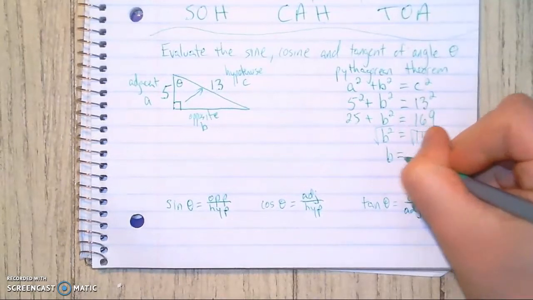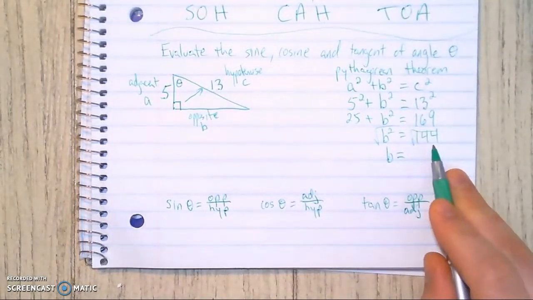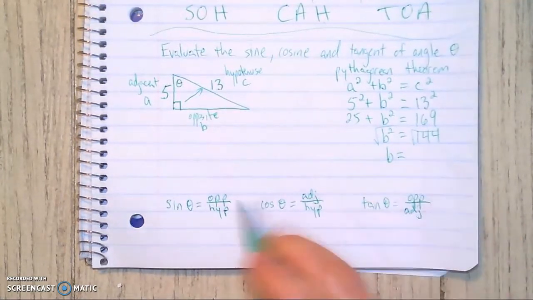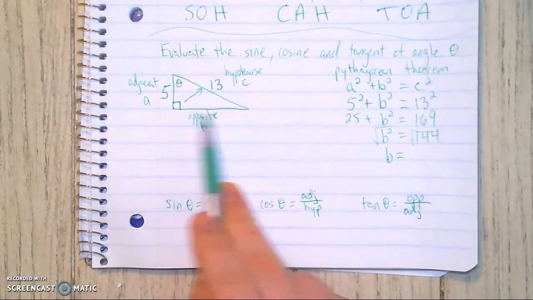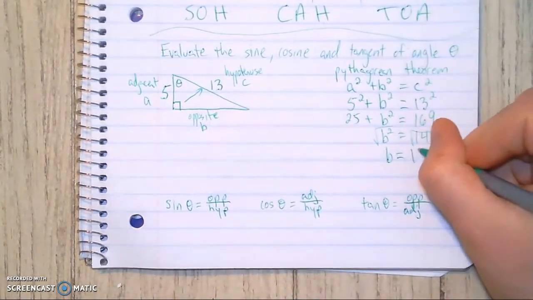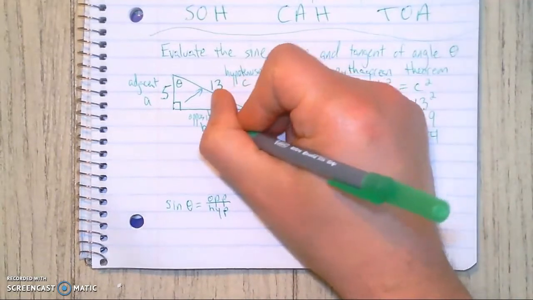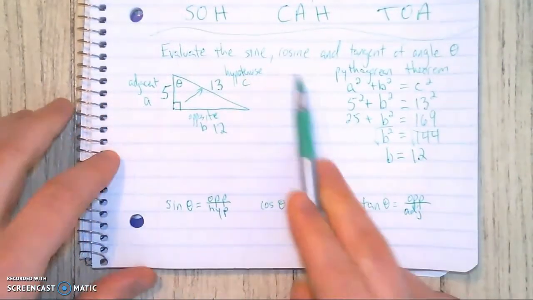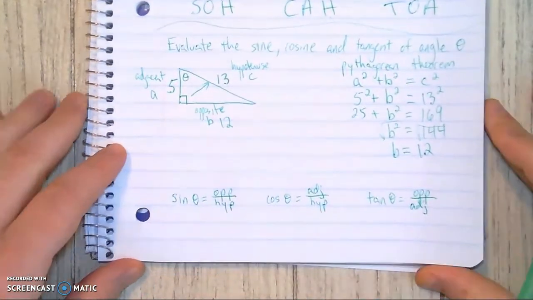And that leaves me with B equals, now the square root of 144 could be positive 12 or negative 12. Remember, square roots have positive or negative answers. But because this one represents the side of a triangle, I throw away the negative answer. I decide B is 12. So now I have all three sides of the triangle, and I'm ready to do my sine, cosine, and tangent ratios.